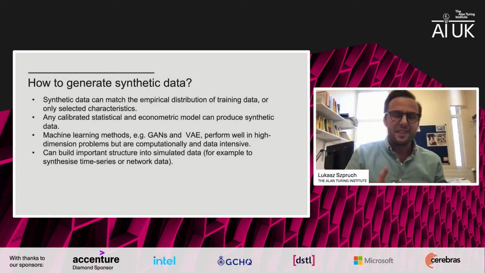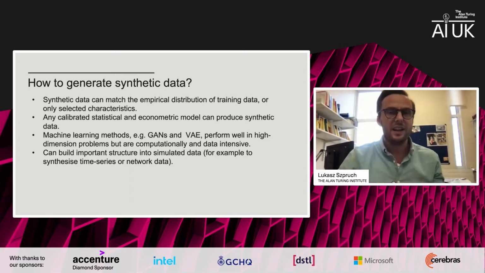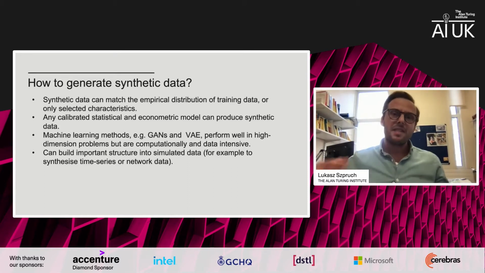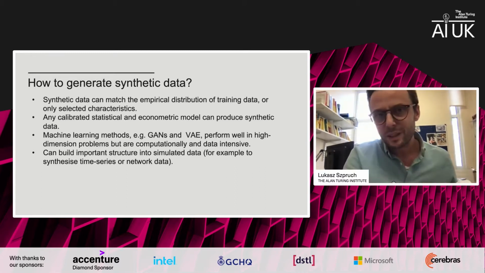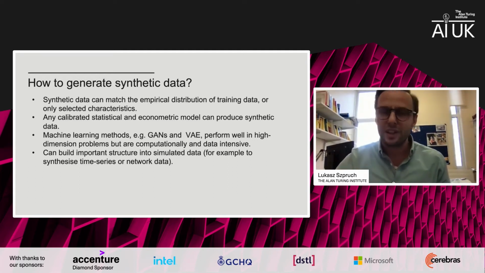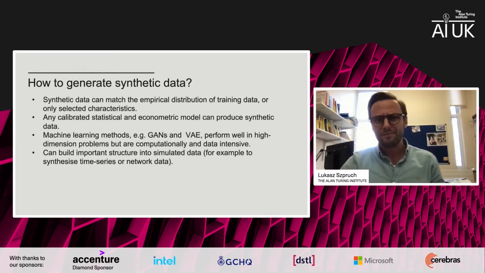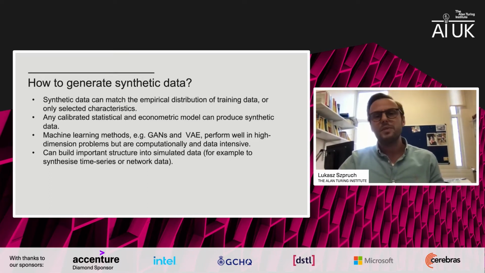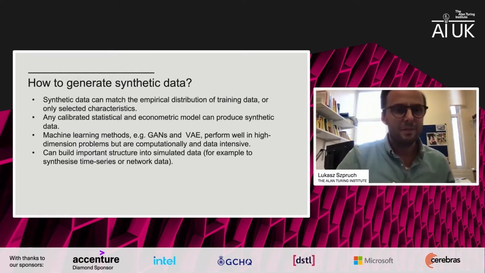So the idea that we are working on a lot at the moment at the Turing is around synthetic data. So this is about producing synthetic samples of the data sets that match statistical properties of the original data set. We might be interested in fitting all statistical properties or some selected statistical properties of selected features that are relevant for the machine learning or data science task that we have at hand. Those synthetic data can be generated by using some calibrated statistical or econometric models, and people have been working on that since the 70s.